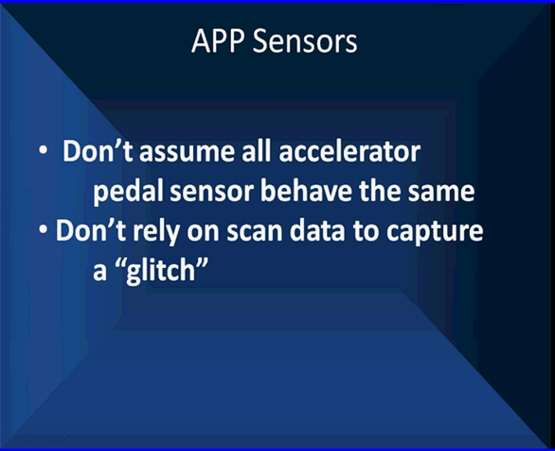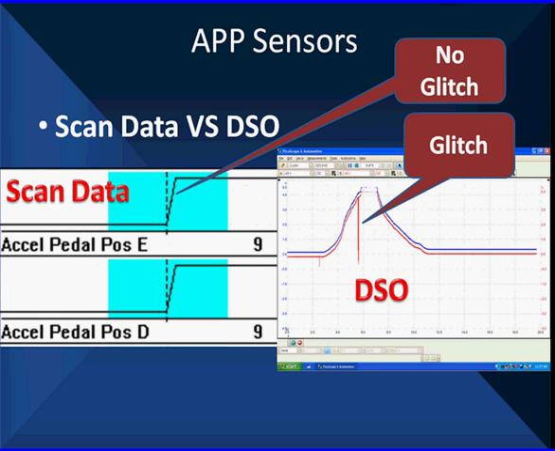Don't rely on scan data to capture a glitch, and we'll show you why that's true. We just saw a glitch. On the same vehicle you saw a glitch on, we recorded scan data. Scan data is on the left, and as you look, there is no glitch. On the DSO, there is a glitch. This is a problem. Don't rely on scan tool. The data is averaged and cleaned up.